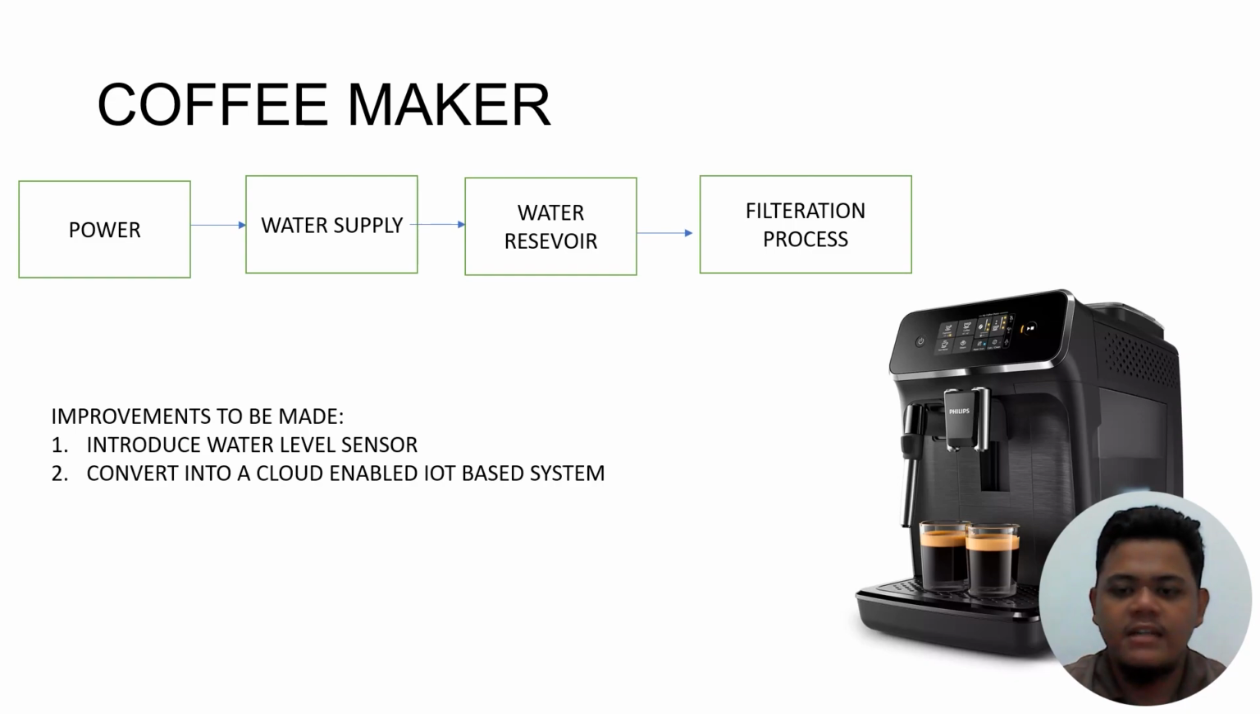The last example is the coffee maker. In the coffee maker, we have the input, that is the power, the controller is the water supply, the output is the water server, and the process is the filtration process. The improvements to be made are number 1, introduce a water level sensor, and number 2, convert into a cloud-enabled IoT based system.